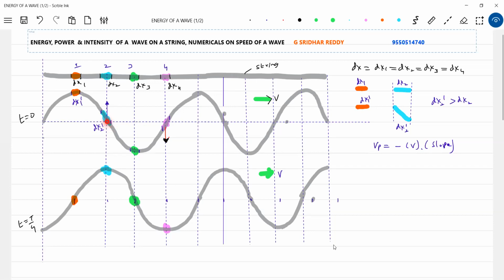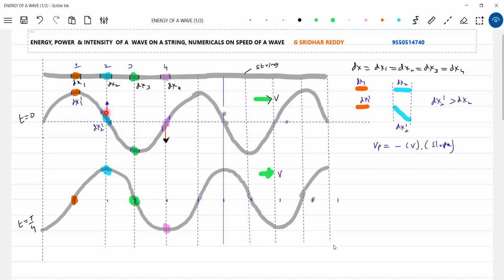So as I move, what will happen? The elongation decreases. Therefore, if I move from extreme to mean, both potential energy and kinetic energy will increase. When I move from mean to extreme, what will happen to potential energy? It will decrease because the slope will decrease. Then kinetic energy also decreases.